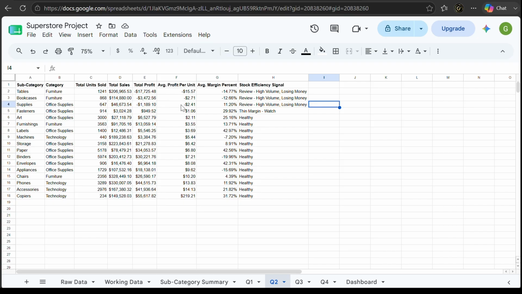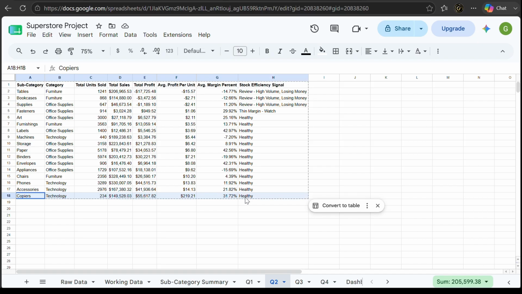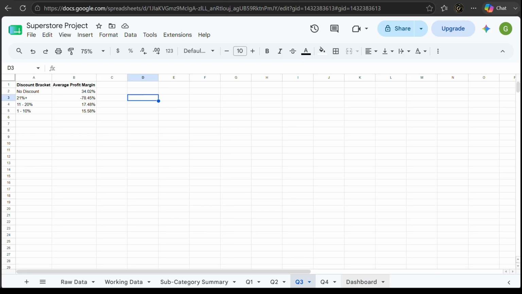Let's try to look at this. Looking at average profit per unit, copiers was the category that generated the highest profit per unit. And the ones that had high total units sold but were still in losses, you had something like the furnitures. That happened in two cases, and the first two cases are even the furnitures.